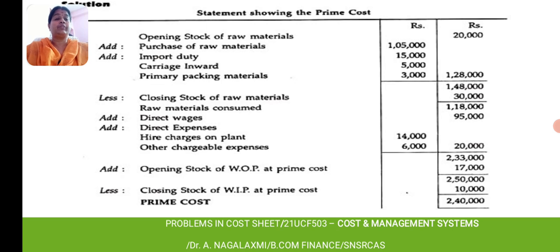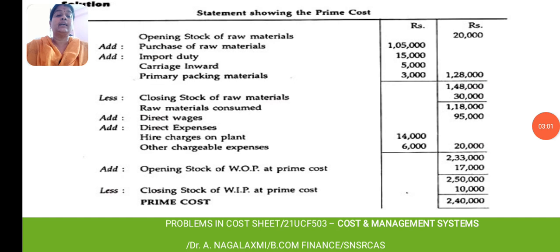The total of the amount is 1,28,000. That will be added with the opening stock. We get 1,48,000. From that we have to less the closing stock of raw material 30,000. We get raw material consumed 1,18,000. So this is nothing but the direct material. If the word direct material and the value is not given in the sum, we have to make the calculation to find out raw materials consumed.